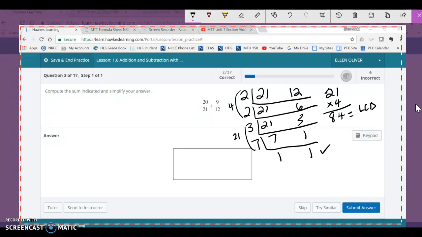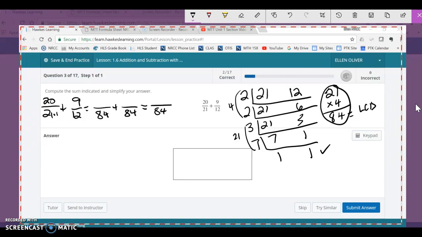So I'm going to rewrite 20 over 21 plus 9/12. Now my new denominator is going to be 84. So I call this building the house. So I know those things are going to be in place. Now I have to figure out what my numerators are. So I did 21 times what to give me 84? I did 21 times 4. So I got to do 20 times 4.